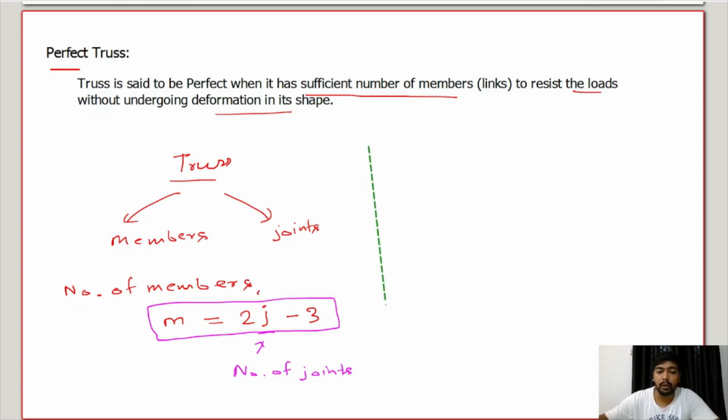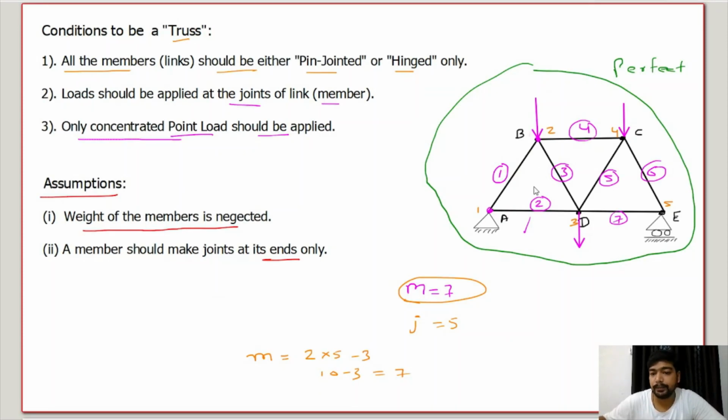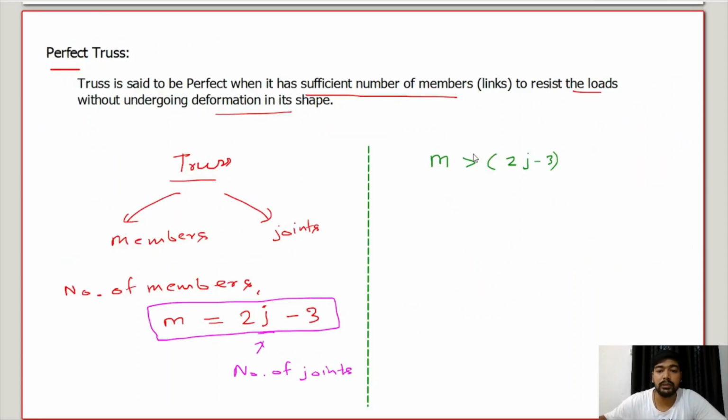Let's suppose in some example, the members we have calculated by using this formula come out to be more. It could happen. What I'm saying is, the member count which we have calculated comes out to be more than what the condition says, 2j minus 3. Like in this case, for the sake of example, here we counted 7. Let's suppose here it came out to be 8, and the condition says it should be 7. So what should we call it?